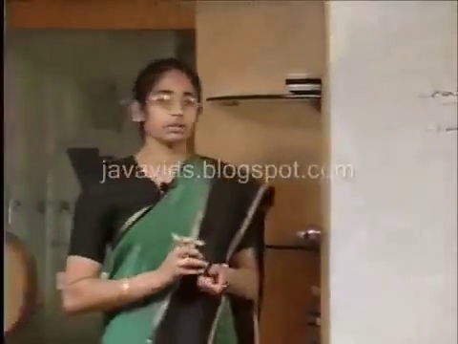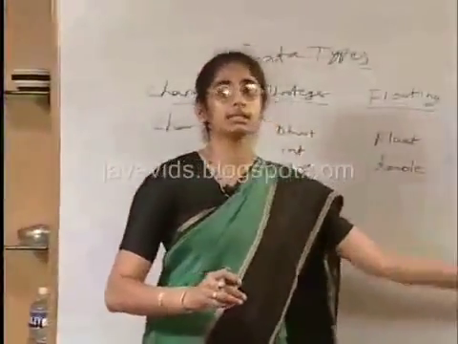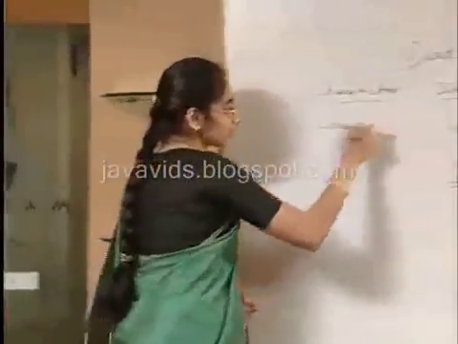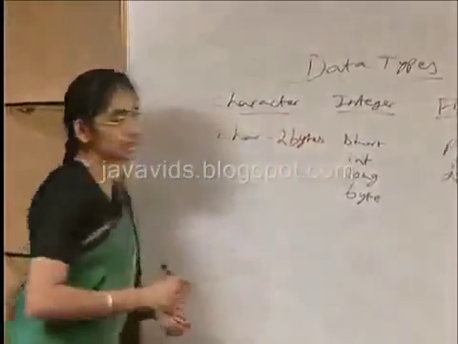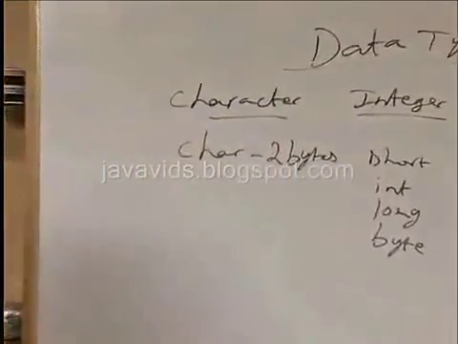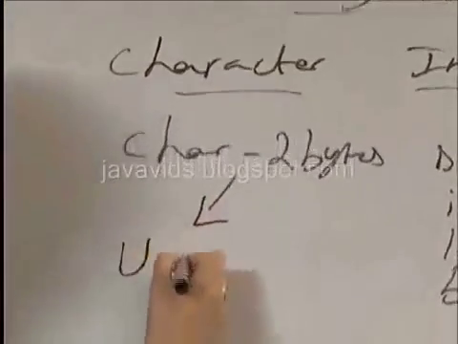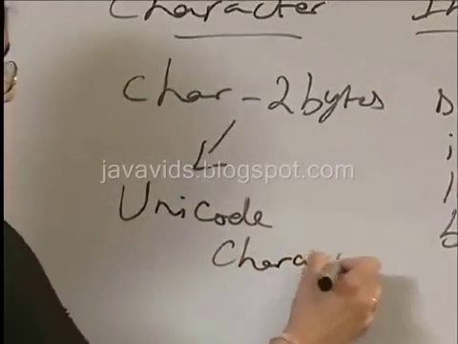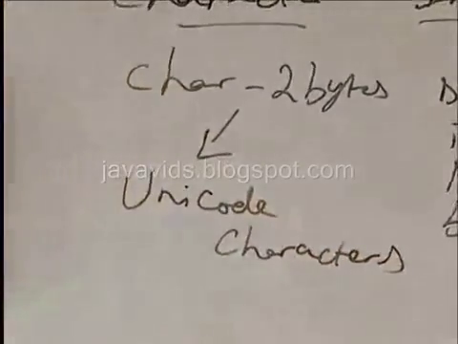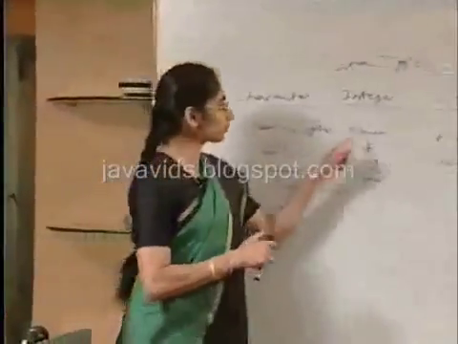Now, according to the JVM specification, all the data type sizes are standard. It does not change across platforms. So, for char, it is 2 bytes. In C, it was 1, but here it is 2 bytes because of the support for Unicode characters, that is, support for all different language characters.